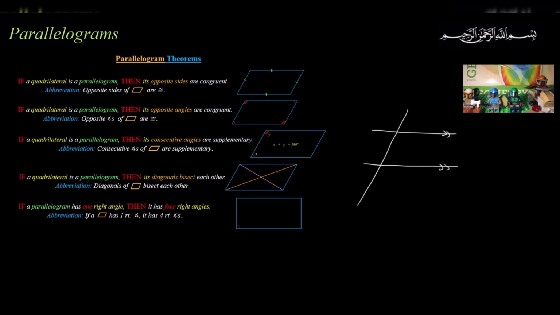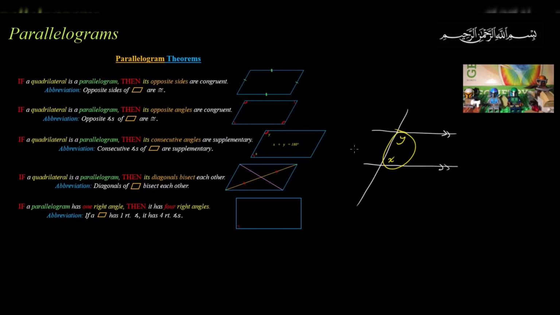And then what do we know about consecutive interior angles of parallel lines and transversals? So if I have an x and y over here, if 2 parallel lines are cut by a transversal, then the consecutive interior angles are supplementary. And that's the consecutive interior angle theorem. So it's very easy to prove that the consecutive interior angles are supplementary in a parallelogram, because a parallelogram has 2 pairs of parallel lines.